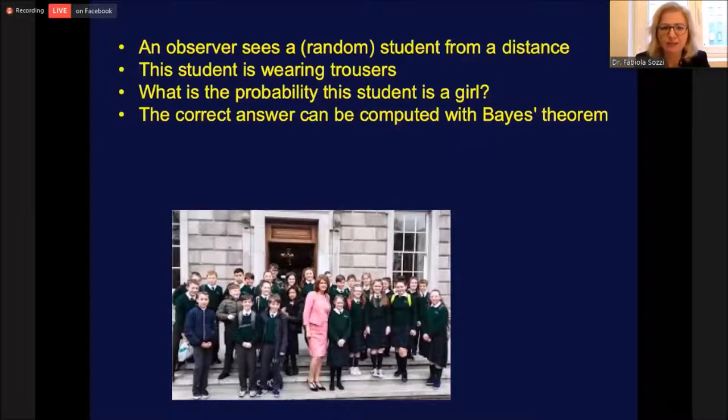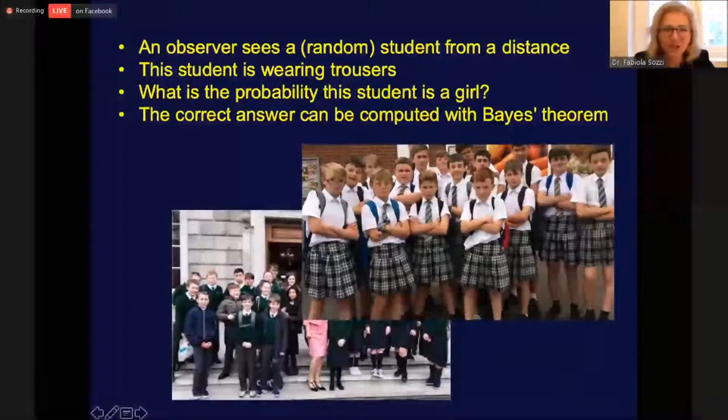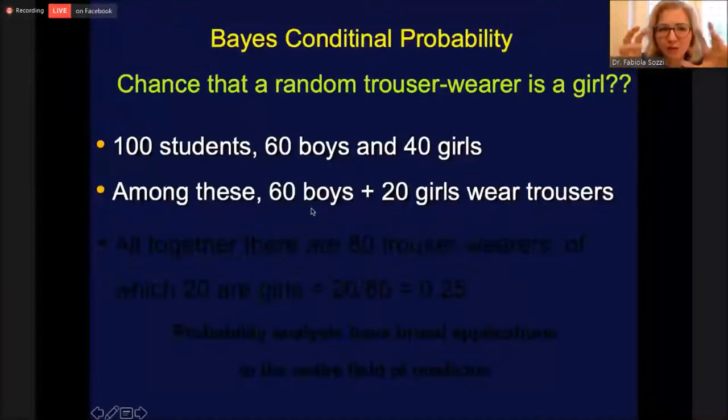The bottom line is that boys all wear trousers, and girls wear trousers 50% of the time. So 50% have trousers and 50% have skirts. Looking from a distance, Bayes theory tries to make a percentage of probability of finding our answer. It seems complicated, but it's not, and it is the base of statistics for us. This is a school mixed with skirts and trousers. We are not in Scotland, where boys all wear skirts. But apart from this, we take an example.